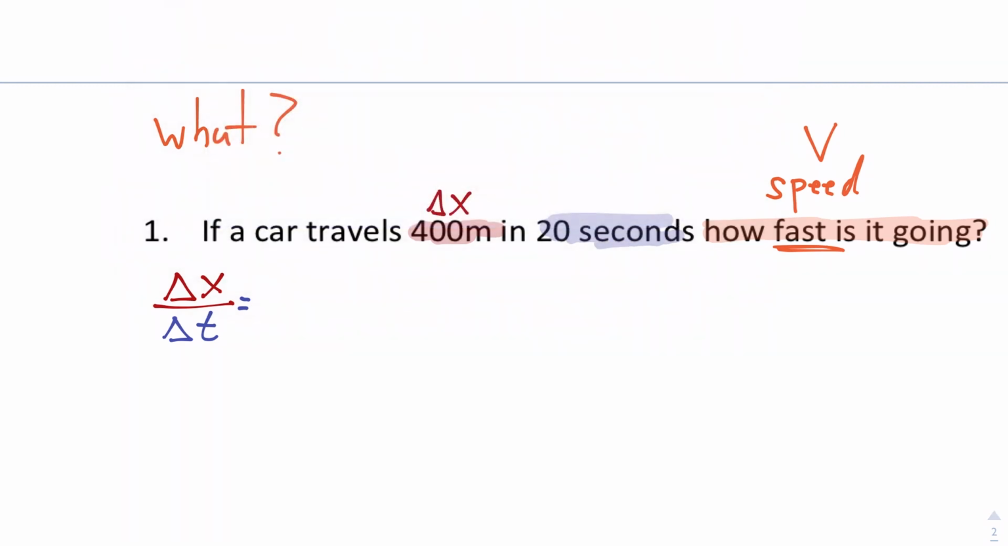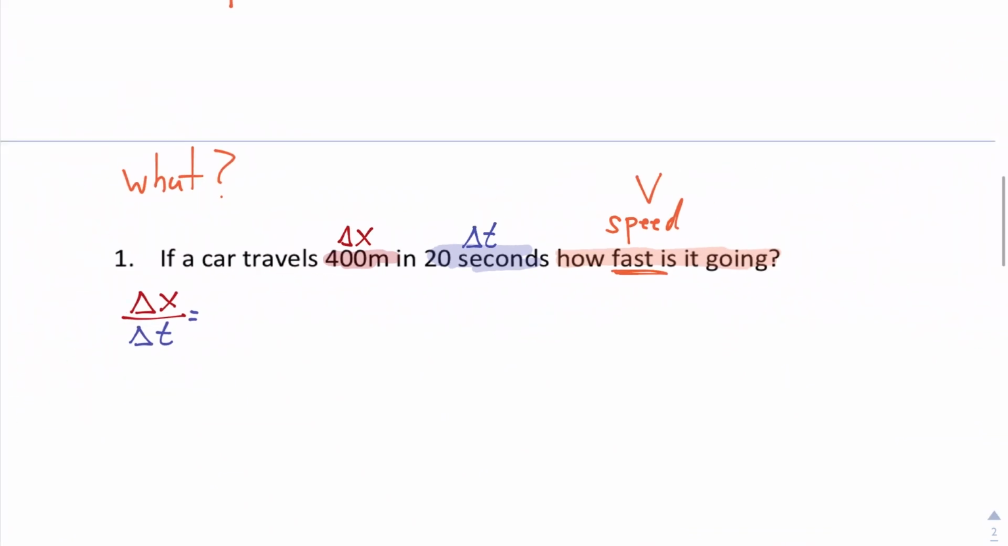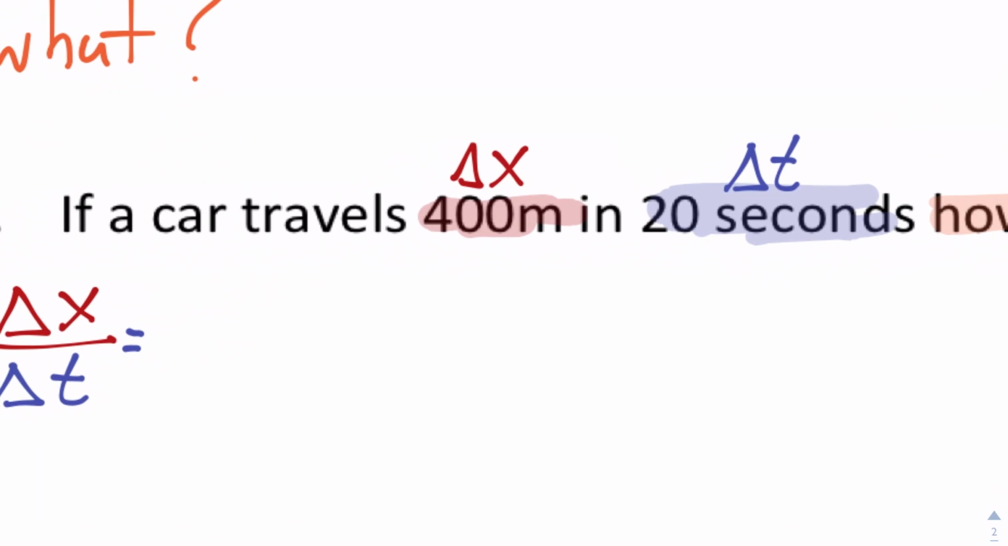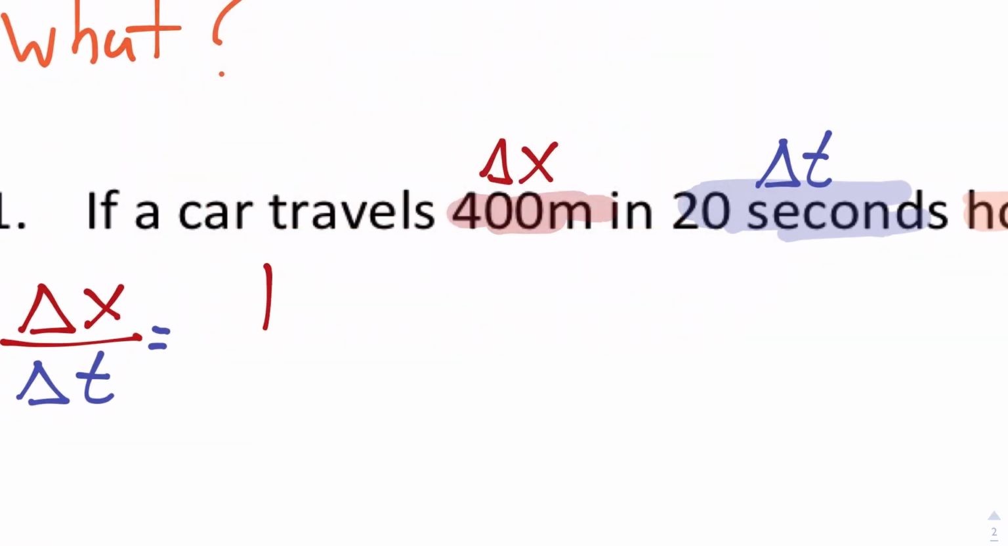The problem tells me everything I need: how long I've been traveling, and how far it travels. Now we simply put those things in. 400 meters replaces the delta x, so I put 400 meters in. For time, instead of delta t, I'm going to do 20 seconds.